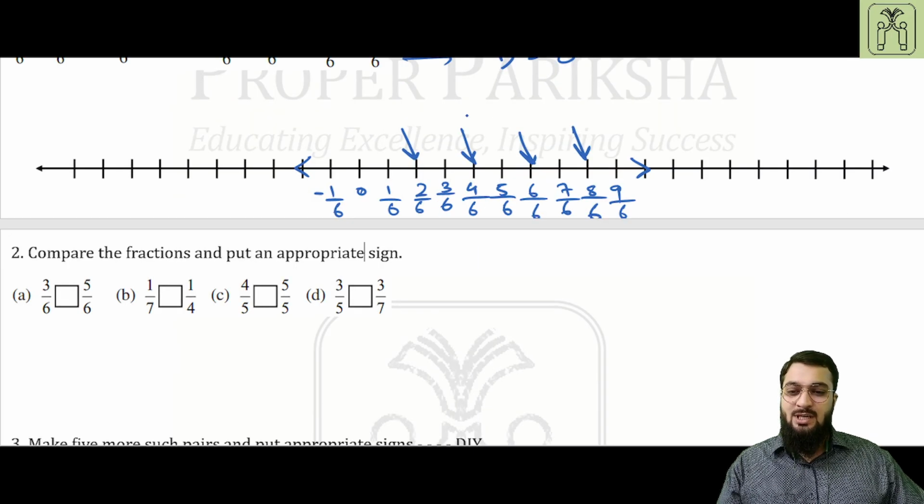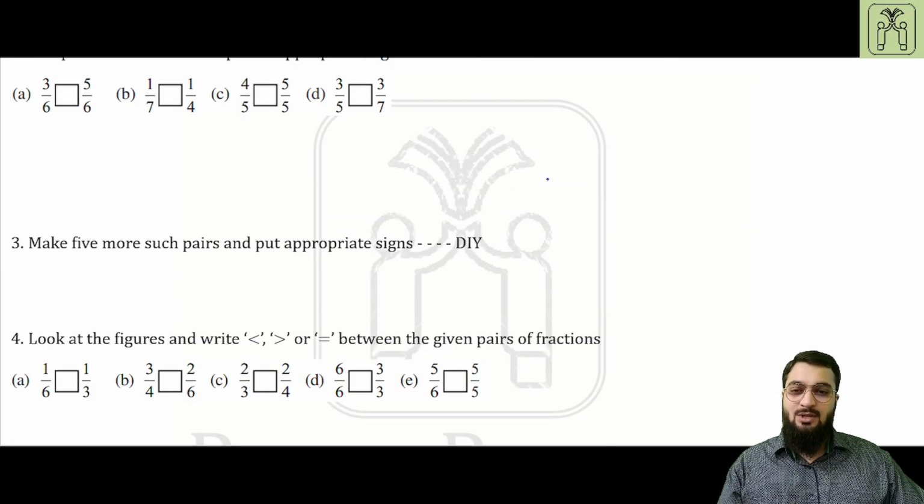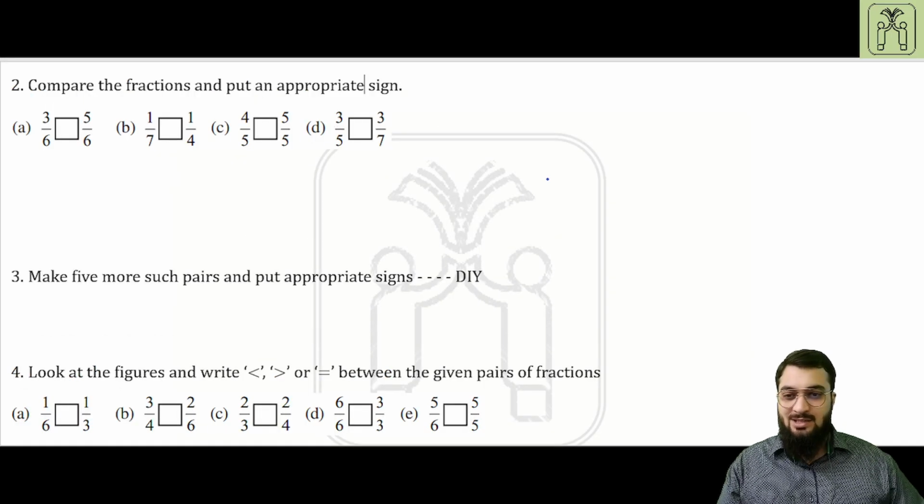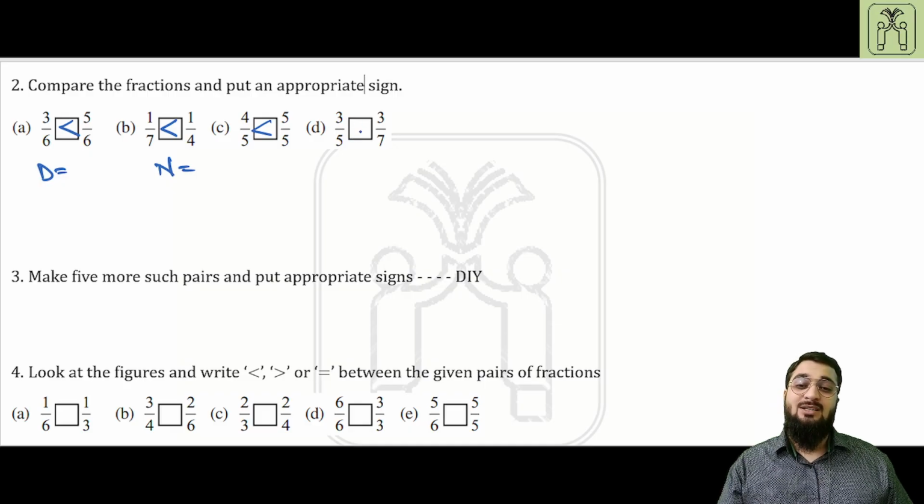Question number 2 says again that we have been given certain fractions, and we need to write the comparison signs between them. So you can see that they are a mixture of different types of scenarios. First, the denominator is the same, therefore greater the numerator, greater the fraction. Second, the numerator is the same, and that means lesser the denominator, greater the fraction. Now the denominator is the same, so again numerator bigger, bigger the fraction. And now the numerator is the same, and that will mean lesser the denominator, greater the fraction. So this is as simple as that.